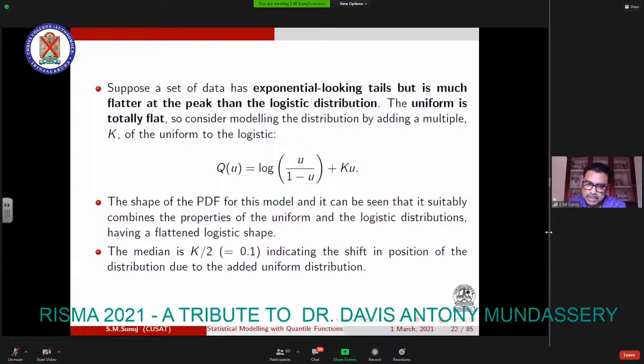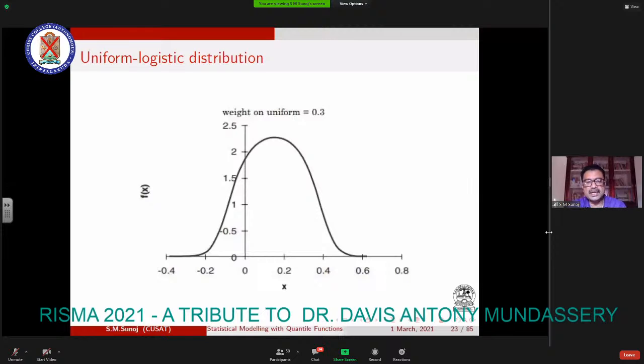Through this process, the resulting model fits the given observations better, because the tail of the distribution is much flatter than the tail of the logistic distribution. So this Q(u) gives us a flattened logistic shape. The median is k by 2, indicating the shift in position of the distribution due to the added uniform distribution. Now we have added the uniform distribution, and this is a plot. The ordinate was at x equal to 0, and now this has been shifted due to adding the constant multiple of the uniform quantile. This will be the resulting shape of the distribution, and we can call it the uniform logistic.